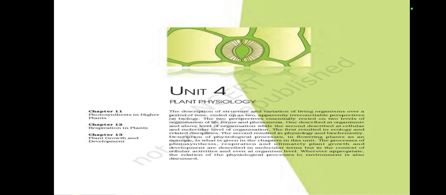The first resulted in ecology and related disciplines. The second resulted in physiology and biochemistry. A description of the physiological processes in flowering plants, as an example, is what is given in the chapters in this unit.